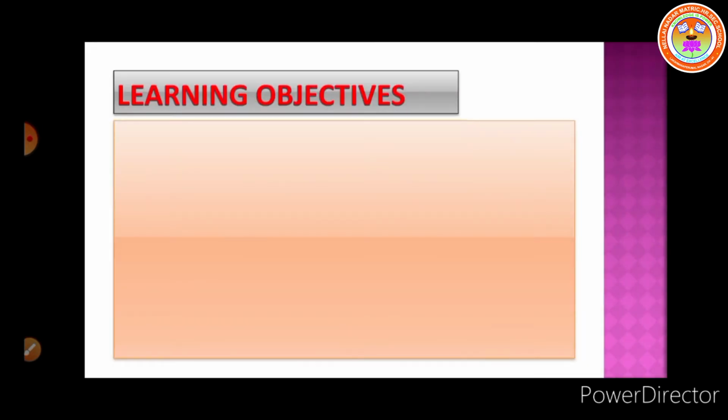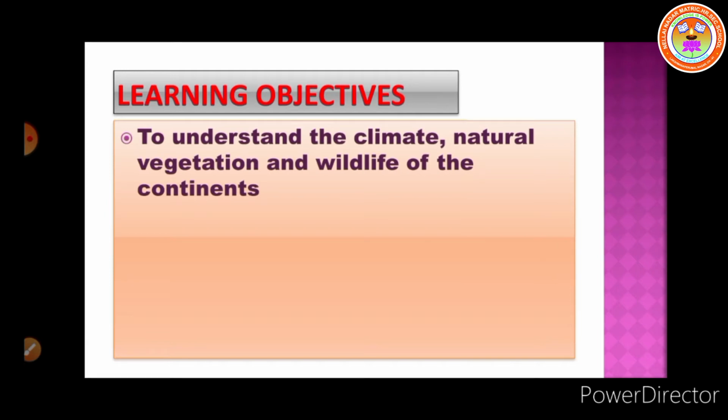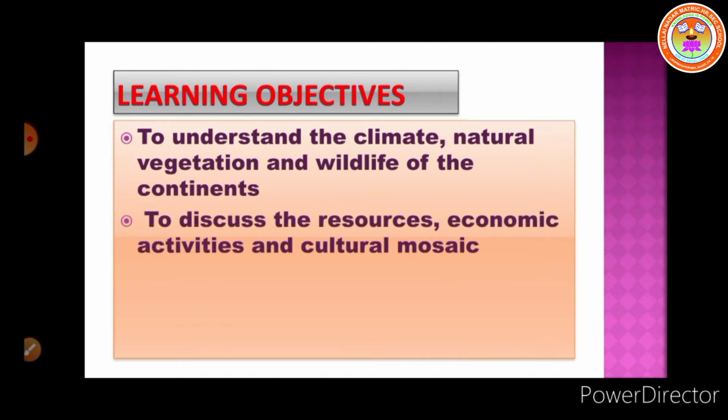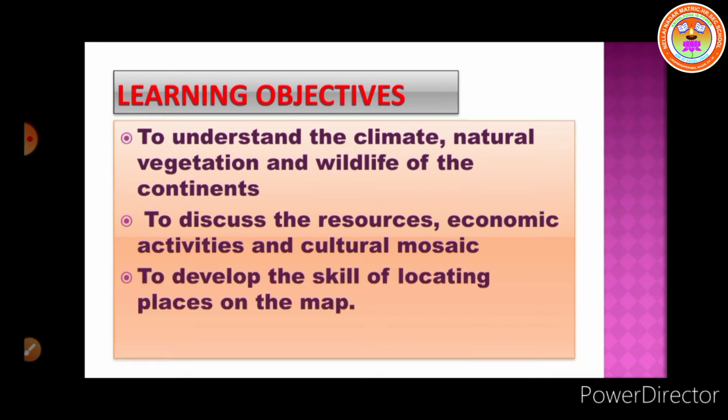Okay, learning objectives. In the previous video, we have completed North America boundaries, political division, physiography. Today we are going to discuss the climate, natural vegetation and wildlife of the continents, to discuss the resources, economic activities and cultural mosaic, and to develop the skill of locating places on the map.